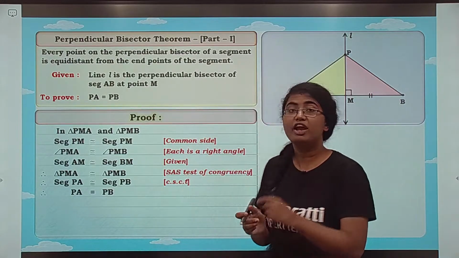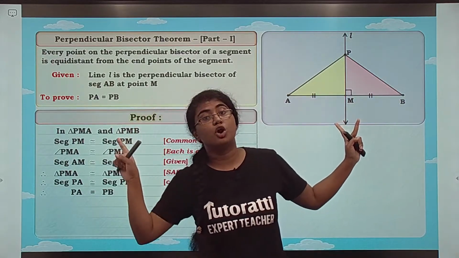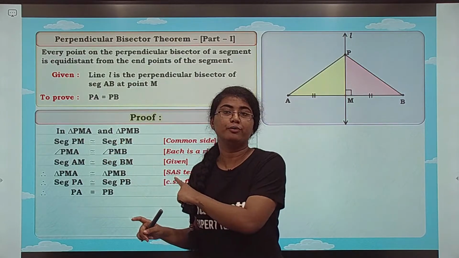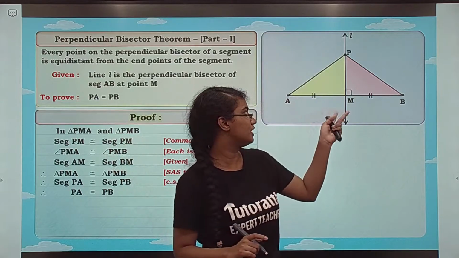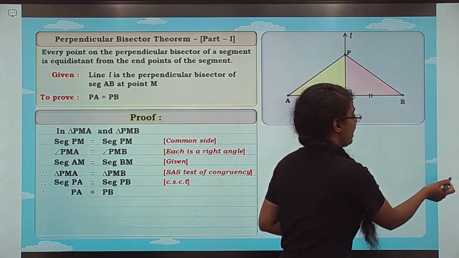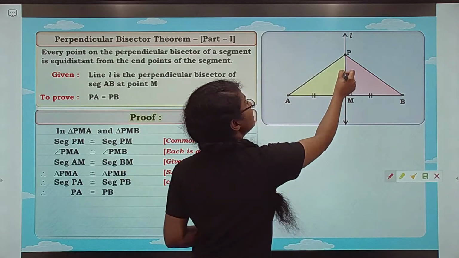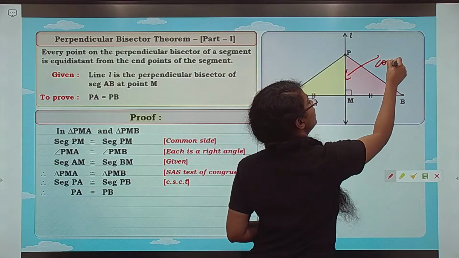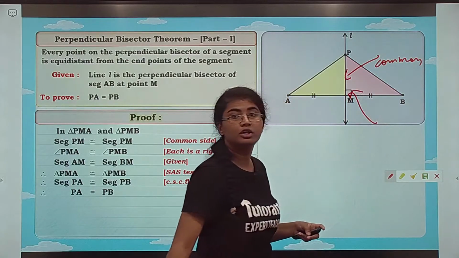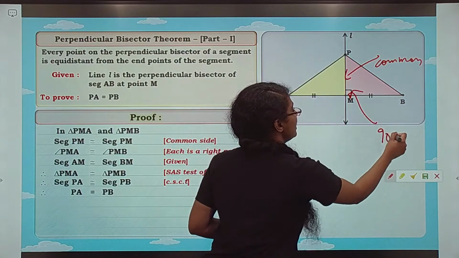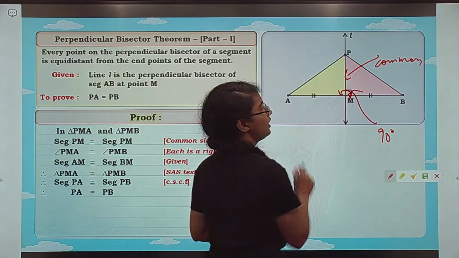Let's start. We have two triangles. Remember congruency? We are going to use that here. Okay? So we have PMA and PMB. These are the two triangles. इसमें क्या होता है? This is a common side. This is a right angle. If this is a right angle, this is a right angle as well.